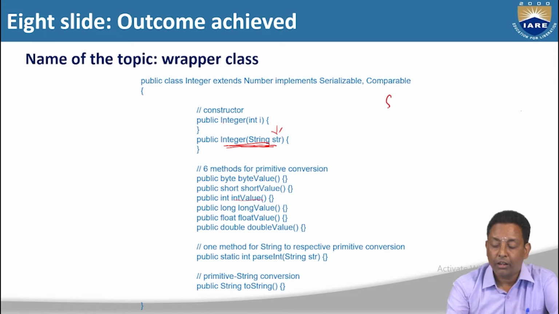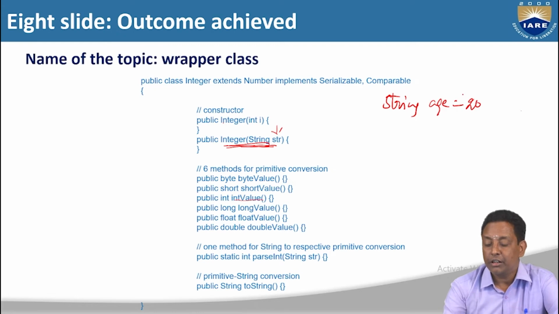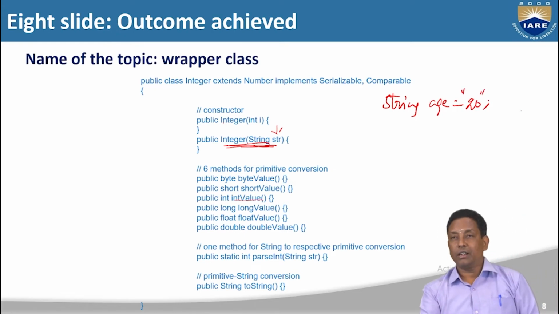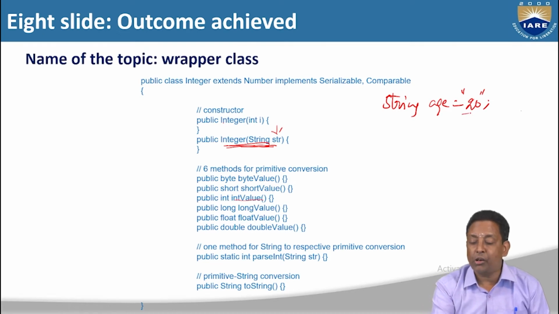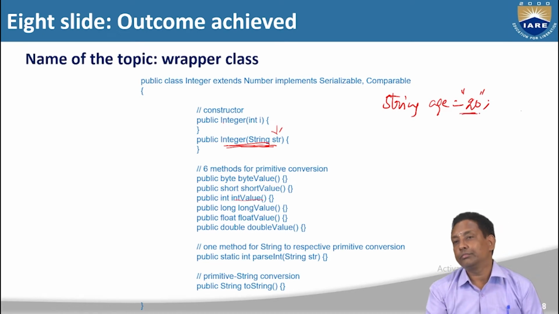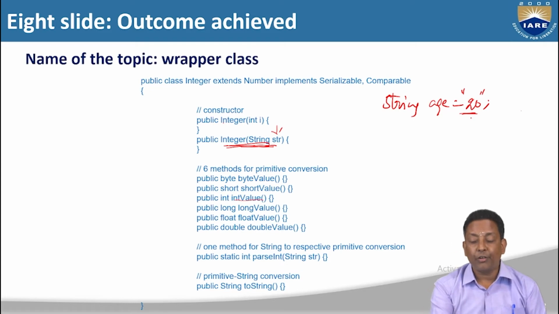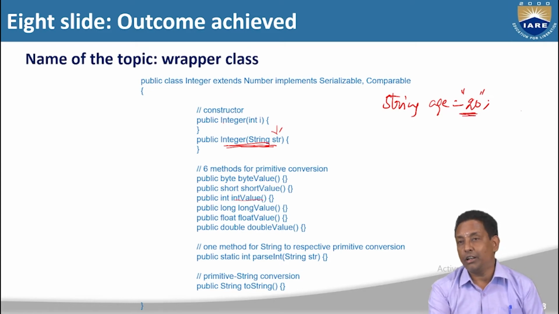For example, from the user, you are taking your age as 20 years, you are taking it as a string. Because in every programming language, input will always be accepted as a string. Irrespective of whether it is C or C++ or Java or C# or Python or PHP, in every programming language, user input will always be taken as a string. That's for sure.